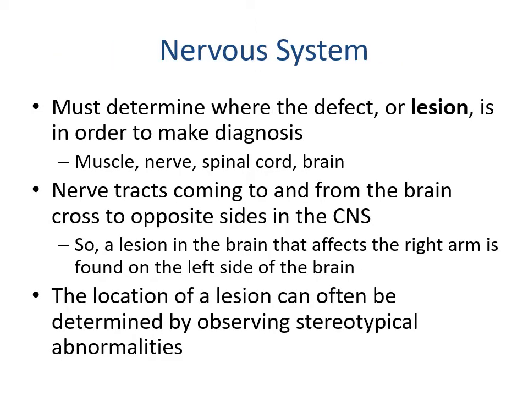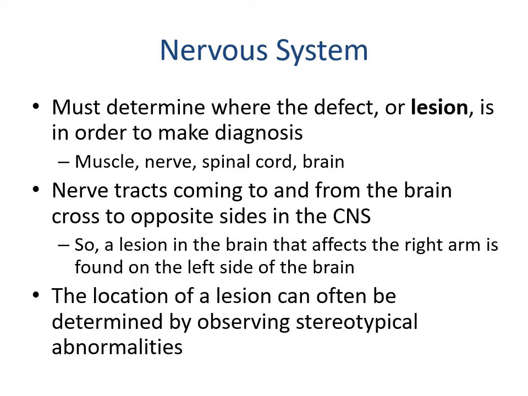So within the nervous system, we must determine where the defect or lesion is in order to make a diagnosis. Depending on which tissue or organ is damaged will determine the symptoms. So this can be in the muscle, the nerve, spinal cord, or brain. Nerve tracts coming to and from the brain cross to opposite sides in the central nervous system.